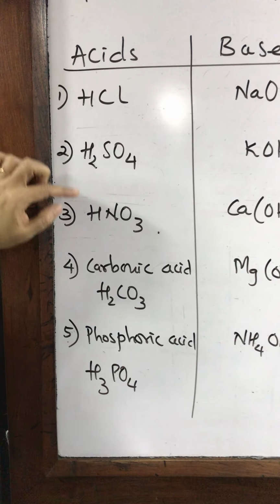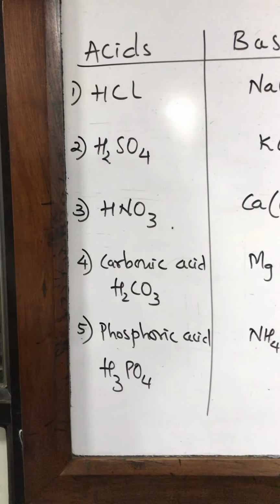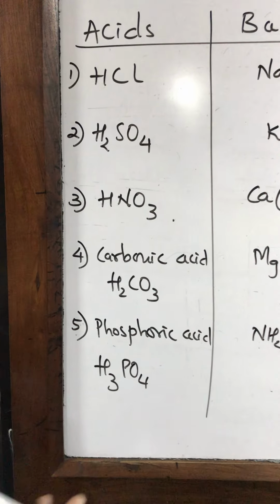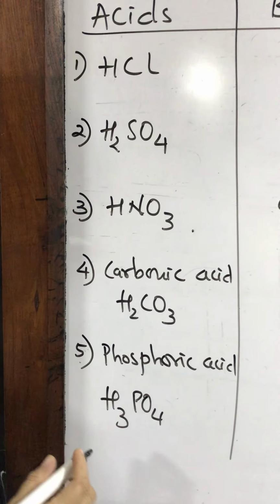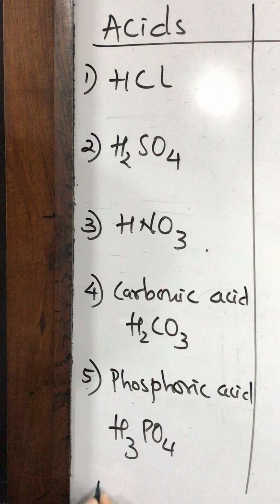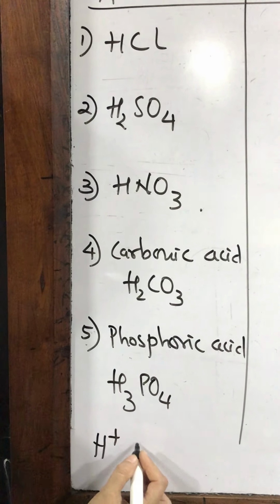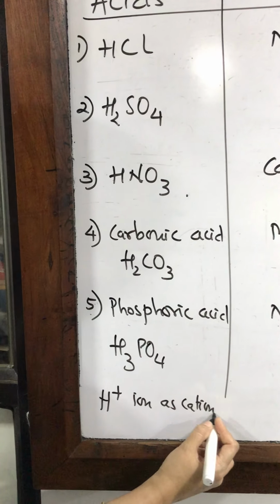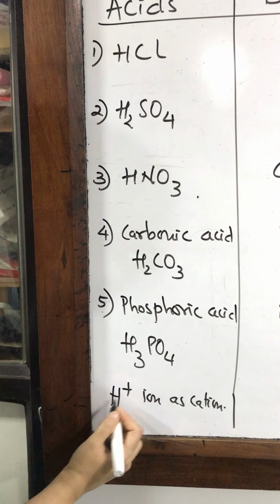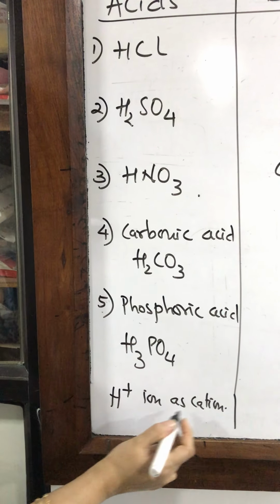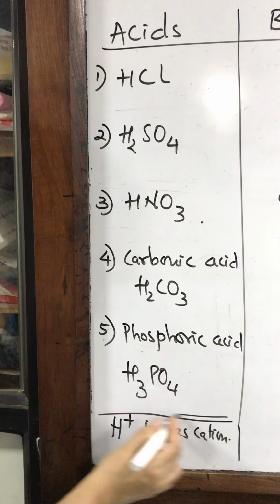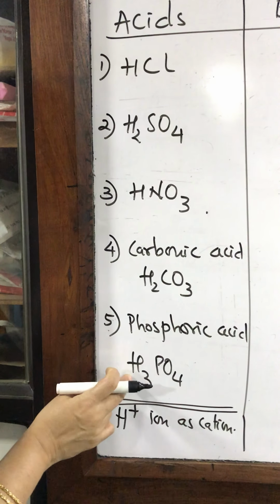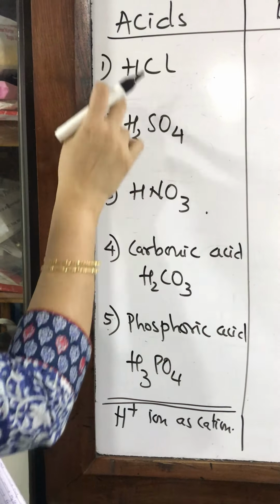Now if you look at all these acids very carefully, then you will notice that there is something common in all these compounds. And the common thing is all of them have H plus ion as cation. So when they are dissolved in water, these ions will be produced. This is common in all the acids. So acids will always have H plus ion as the cation.